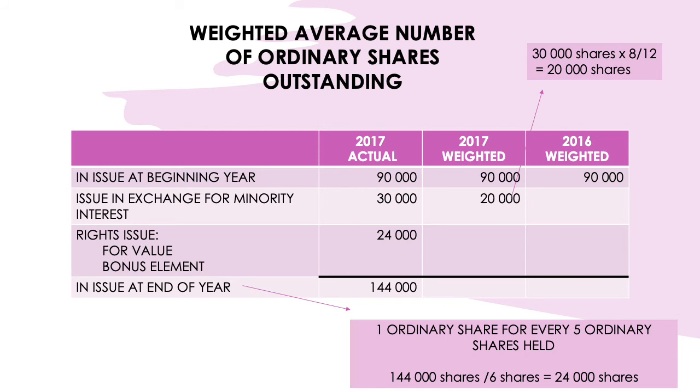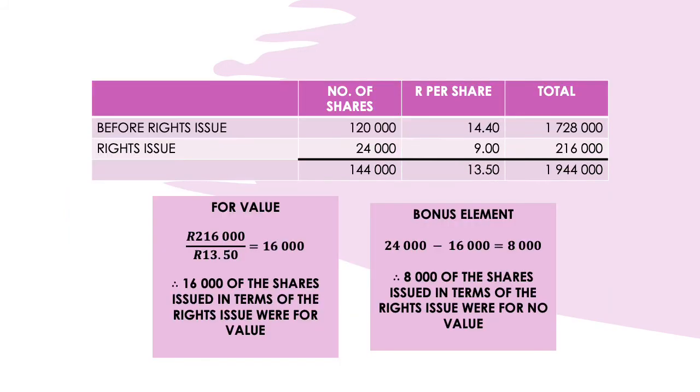The exchange of shares for a minority interest falls into the for value category, and therefore we need to time weight the number of shares. The acquisition was recognized on the 30th of April, and therefore we had the shares in issue for 8 months. 8 over 12 becomes our time weighting factor, which results in 20,000 shares to be used in the 2017 weighted column. Let's now take a look at the rights issue in order to determine how many of these 24,000 shares issued form part of the for value category and the bonus element.